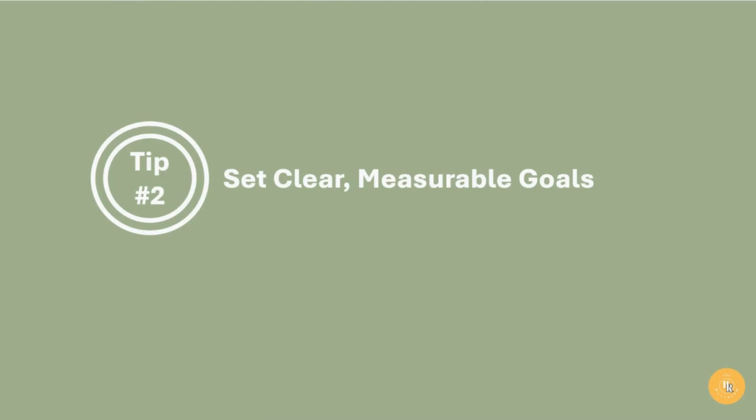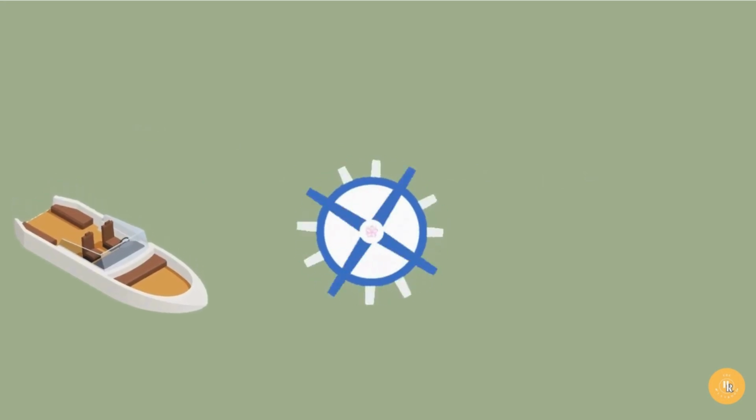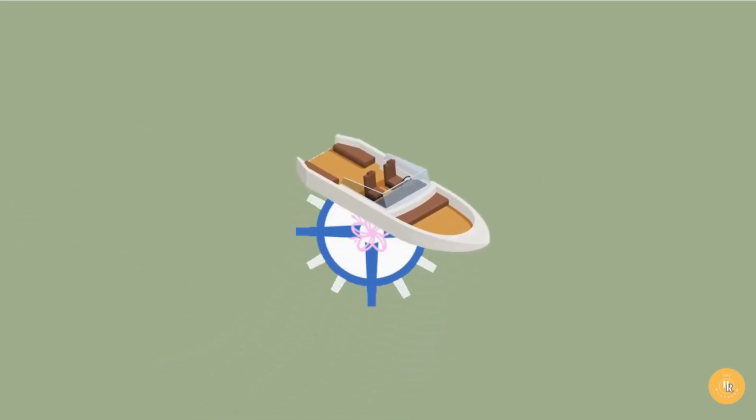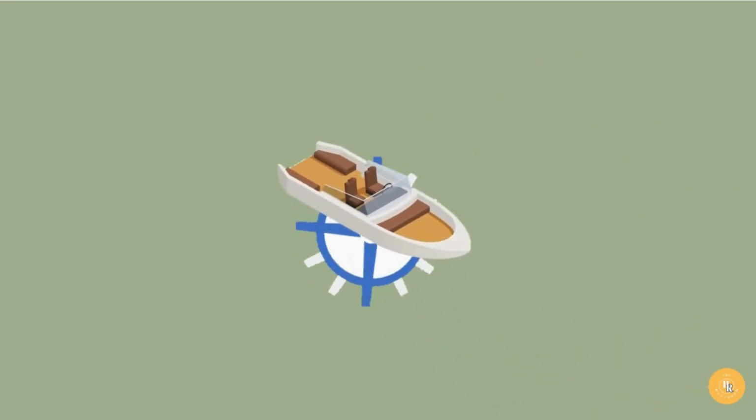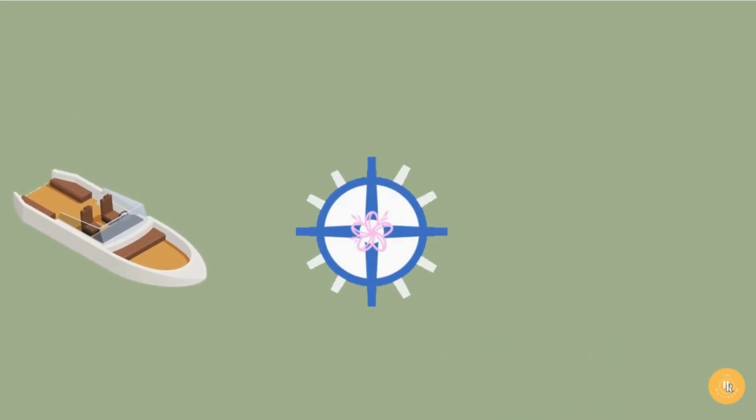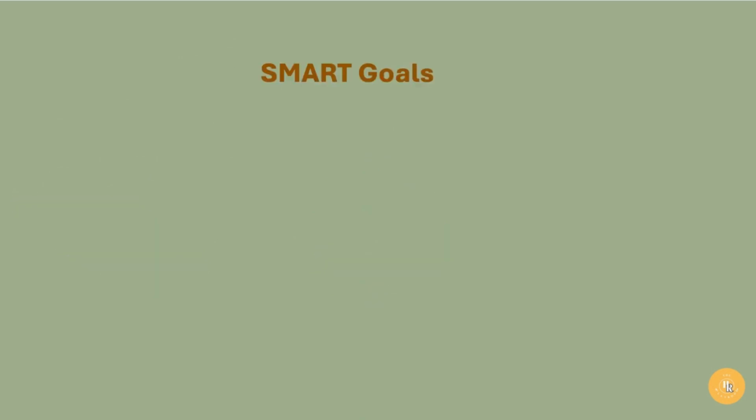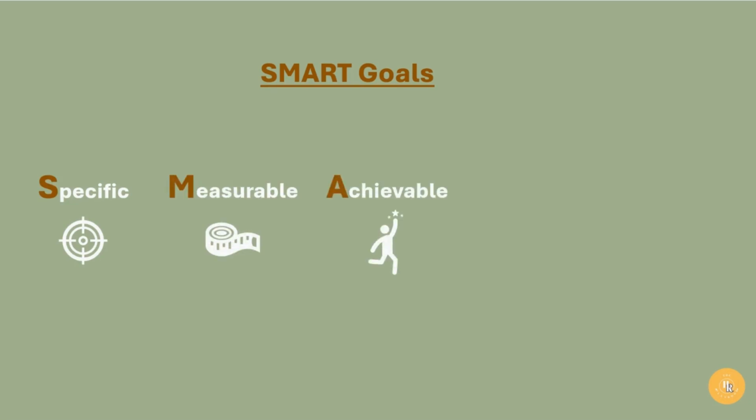Tip number 2. Set clear, measurable goals. A training program without clear goals is like a ship without a rudder. It may look great, but it won't go anywhere. When creating a training program, you need to define what success looks like. This is where SMART goals come in: specific, measurable, achievable, realistic, and time-bound goals.